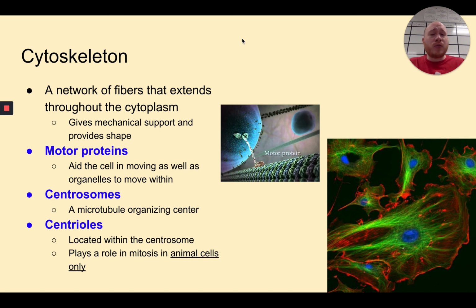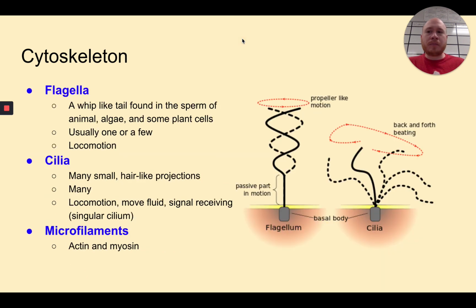There are also centrosomes, which are part of the cytoskeleton. It's a microtubule organizing center, and it's going to come into place particularly when looking at mitosis. So the centrioles, which are located in the centrosome, play a role in mitosis in animal cells. And we'll get to that when we talk about mitosis in another unit.